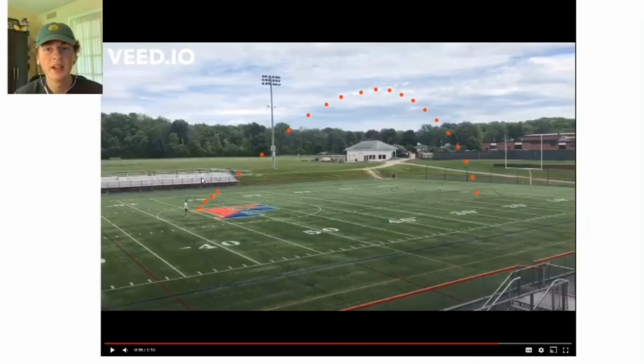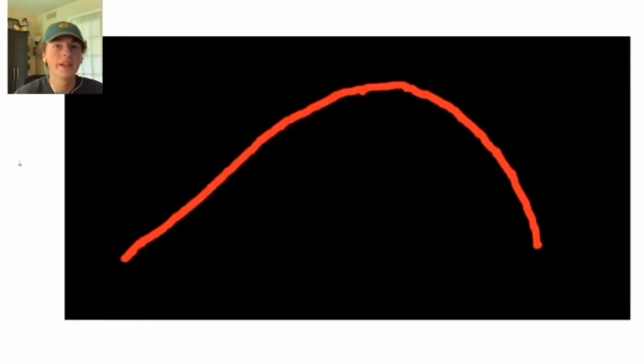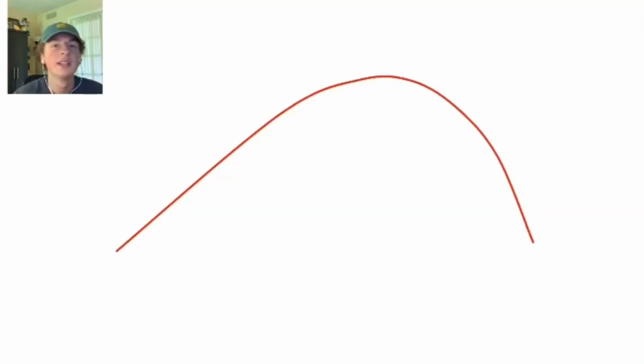Unfortunately, this video was shot at not a perfect angle. It was at an angle that makes the parabola a little tilted. So we're going to work with what we got. That's what the curve looks like when you connect the dots. It's not super pretty, so I straightened it up and made it look pretty. So that's what the final curve is going to look like.